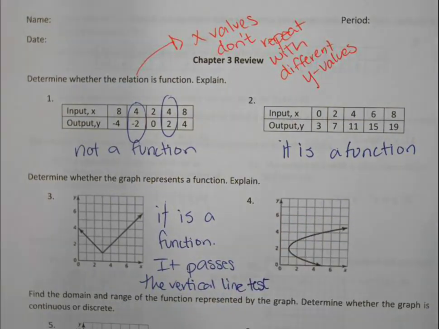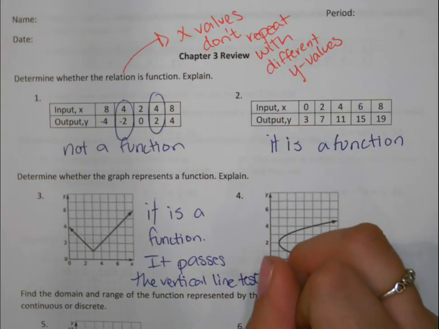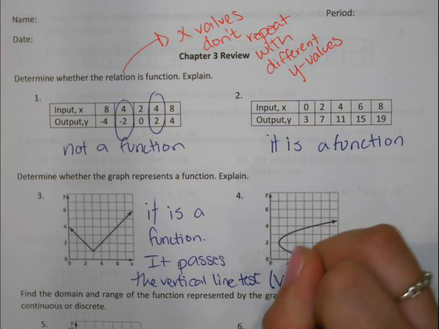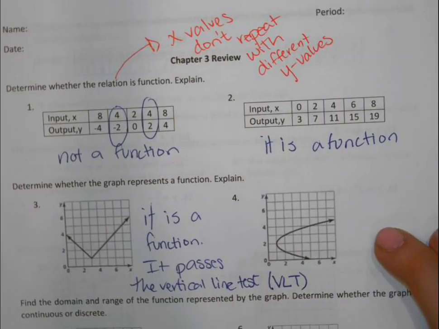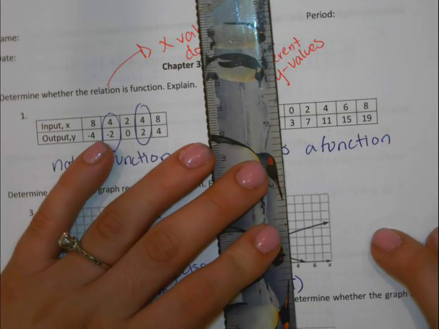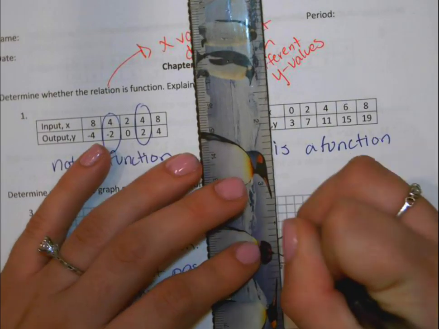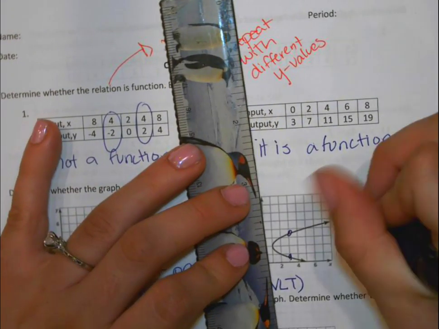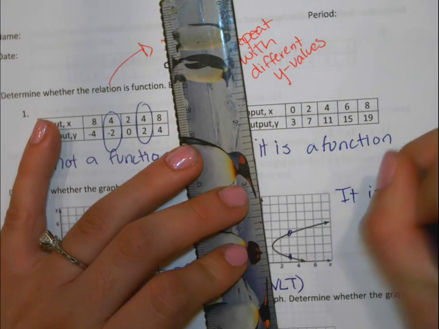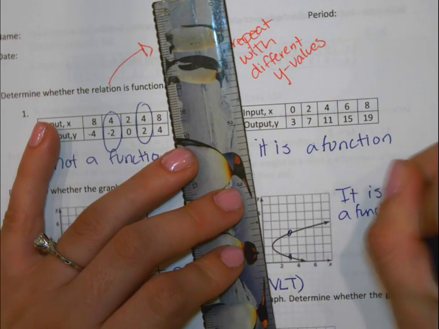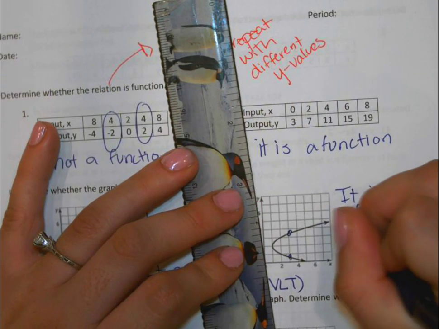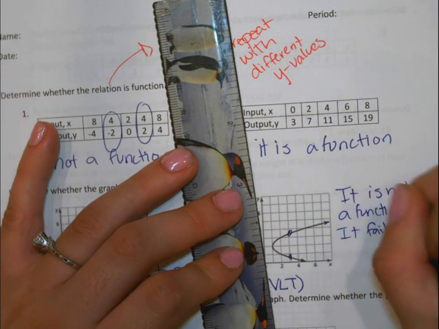And then something that you might see is the vertical line test, abbreviated as VLT. So just know that if you see VLT, it stands for vertical line test. On number 4, I'm going to go back ahead and take my ruler. If I look, it's touching twice. So it is not a function. It fails the vertical line test.